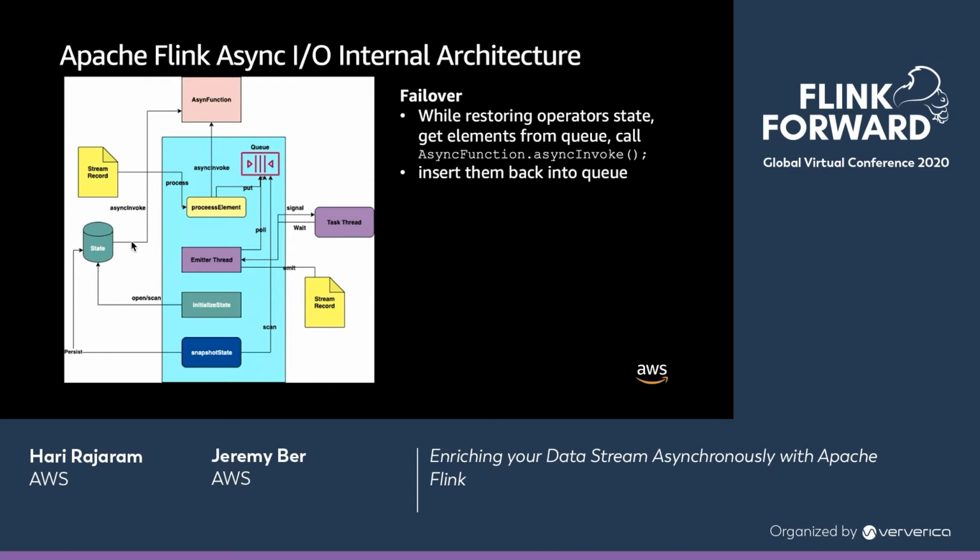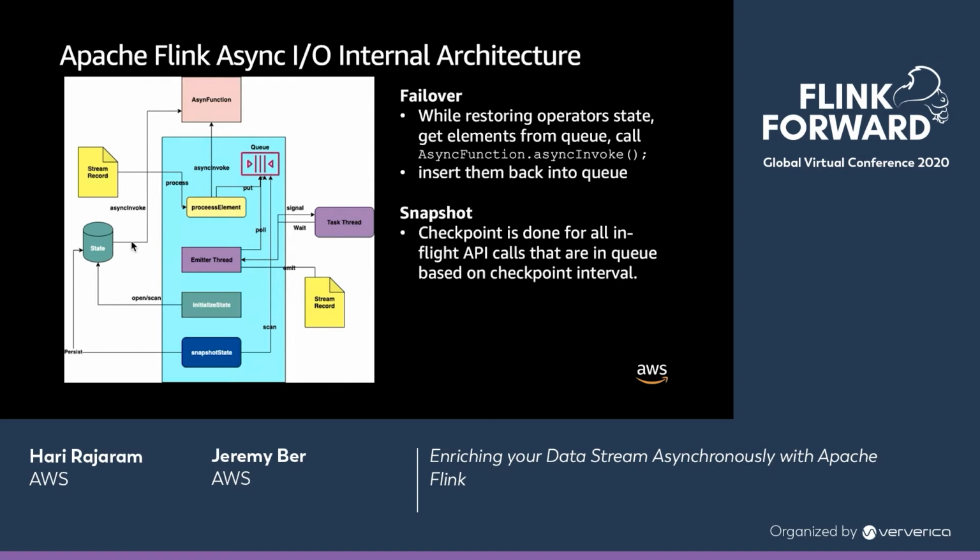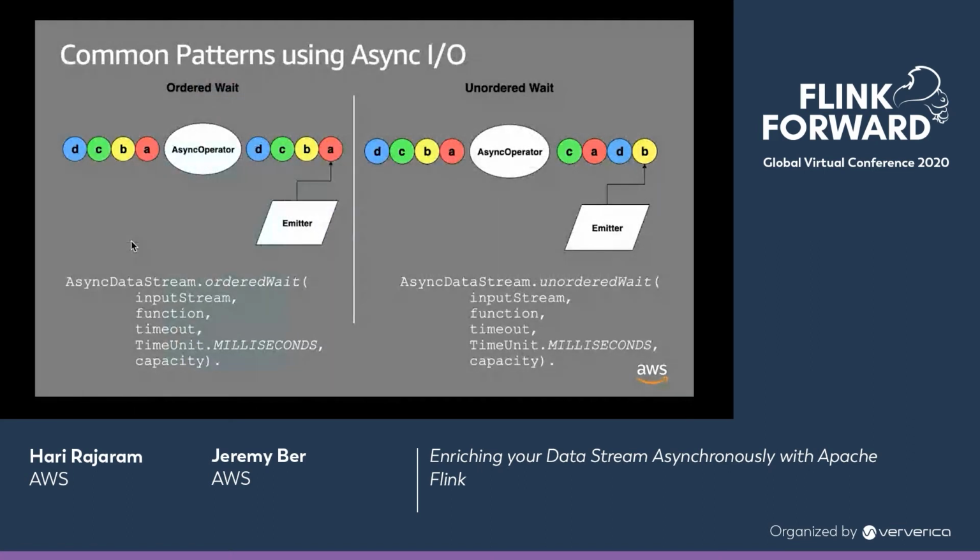That's the only difference. As I said earlier about checkpoint, right? So checkpoint is done for all in-flight API calls that are in the queue. Remember, the queue is nothing but a holder of the API calls that are in flight, so that it can track what has happened to my API call. So the checkpoint is done based, of course, on your checkpoint interval. It is done for all of your calls that are made to the API. So that's the core internal architecture.